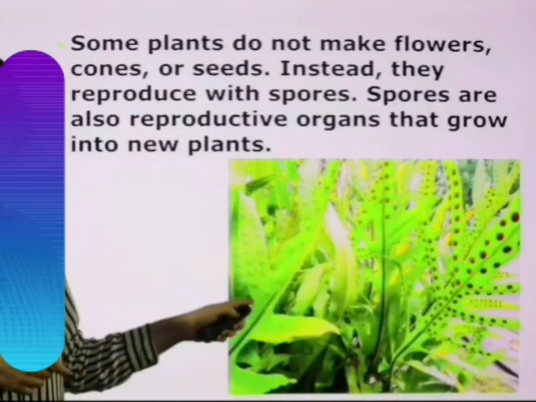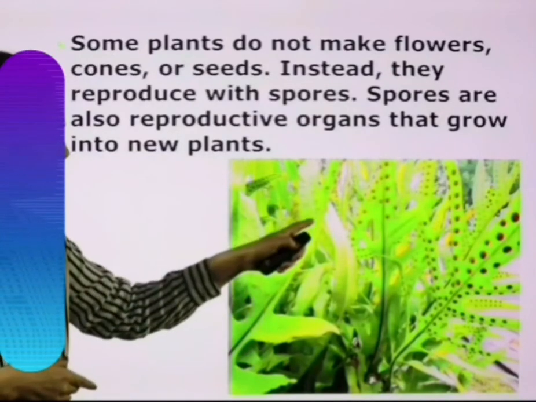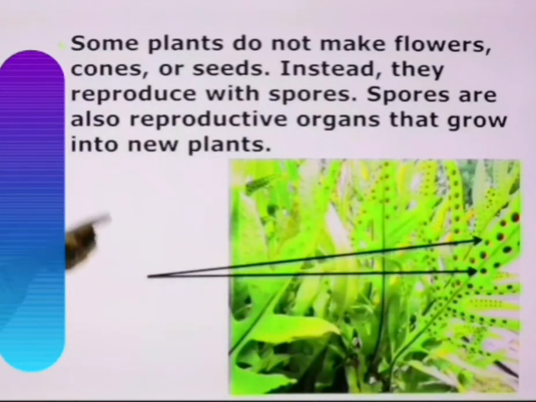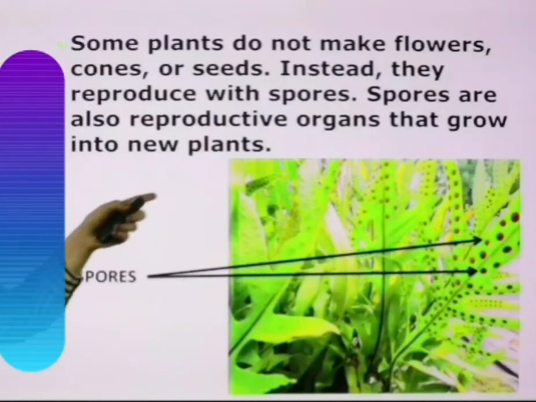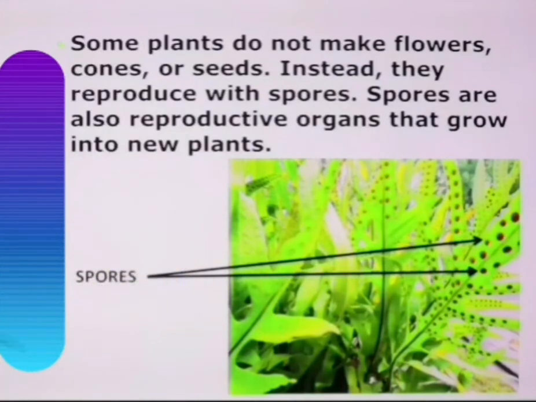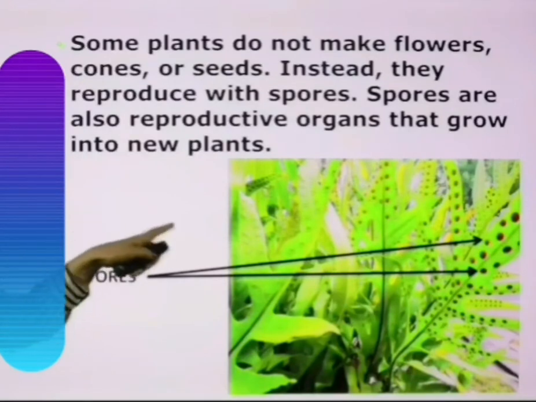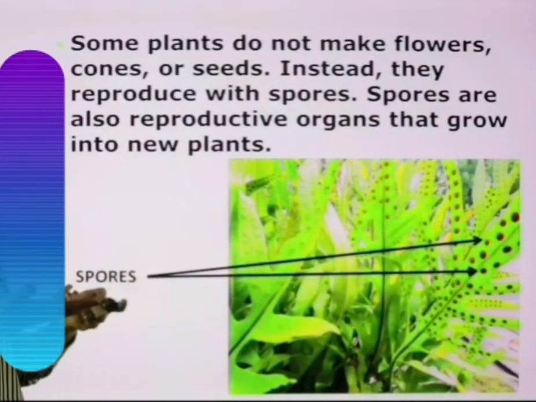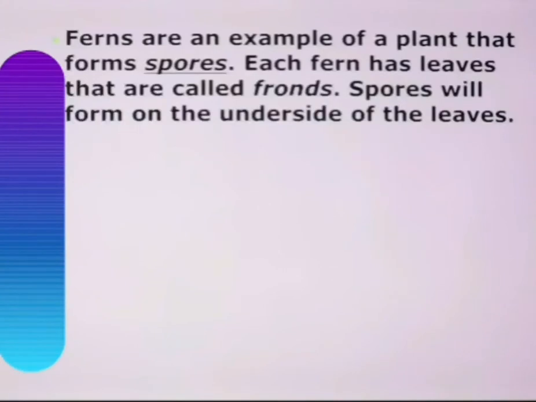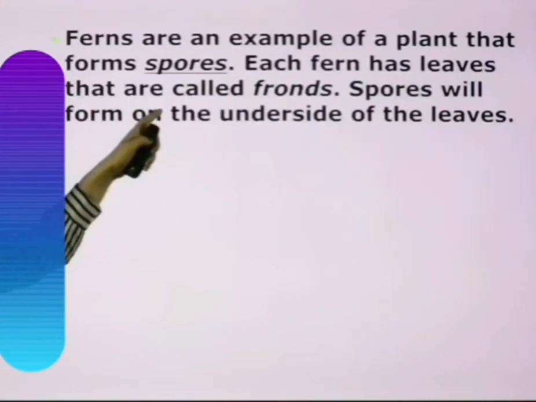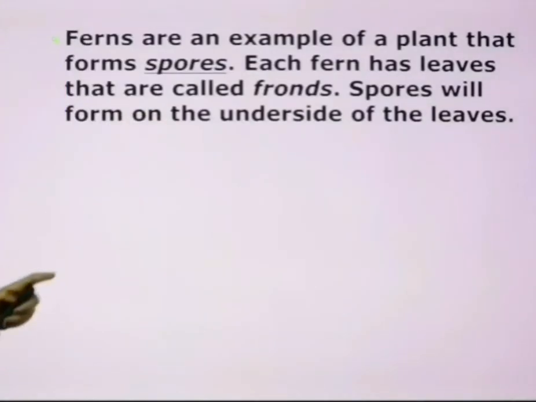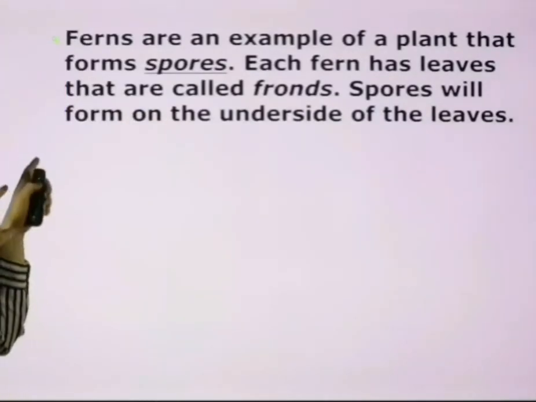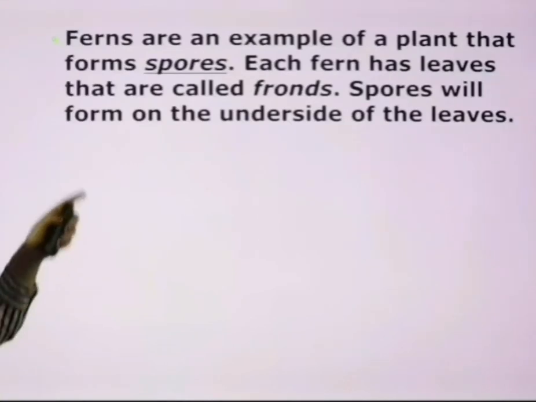Look at this plant. This is called a fern plant. You can see some brown spots all over this plant. What are these brown spots? These are called spores. These are the parts of the fern plant that are responsible for making new babies. Ferns are an example of a plant that forms spores. Each fern has leaves that are called fronds. So the leaves of the fern are called fronds.